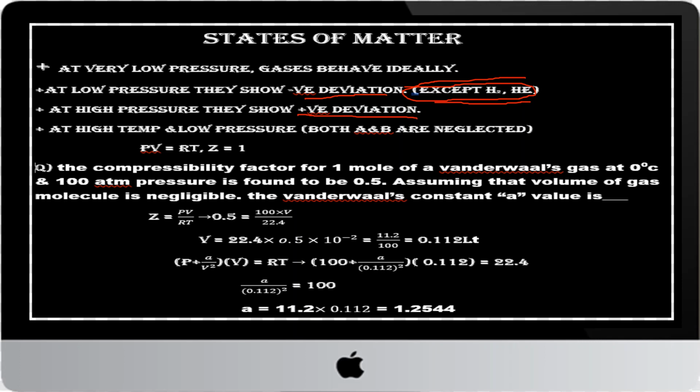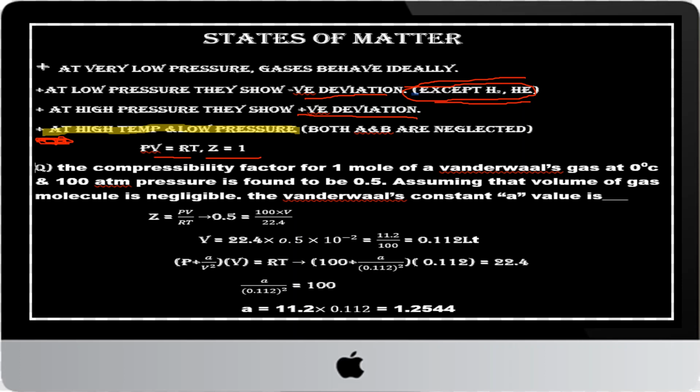At high temperature and low pressure, both A and B are neglected. Then PV equals RT and Z equals 1. This is the condition for the real gas to behave as ideal. At high temperature and low pressure, real gas behaves as ideal.